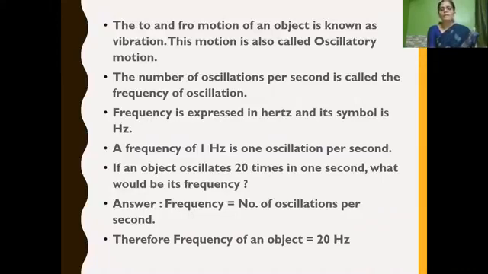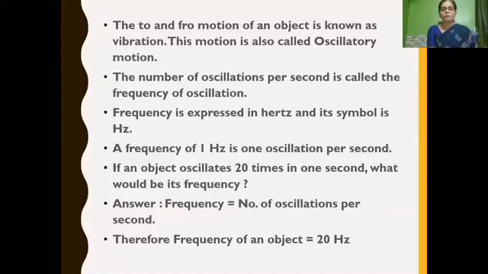Frequency is expressed in hertz, and its symbol is Hz. So what is frequency? The number of oscillations per second is called frequency of oscillation, and it is expressed in hertz, and its symbol is Hz. And a frequency of 1 hertz, what do you mean by that? A frequency of 1 hertz means in 1 second there is 1 oscillation. So 1 oscillation per second is denoted by a frequency of 1 hertz.